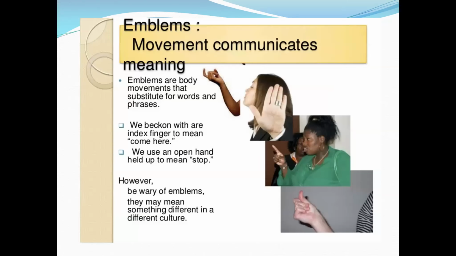Okay. An emblem is a movement, right? And that movement actually communicates. Emblems are body movements that substitute, that's a key word maybe, substitute for words and phrases. Okay, so for example, this emblem, this hand, right, is a substitute for some words. What words? Yes, stop, right?